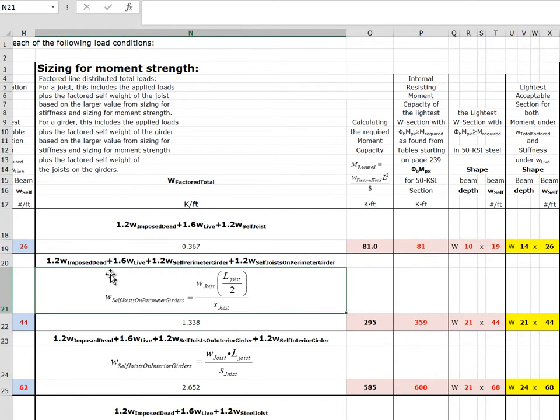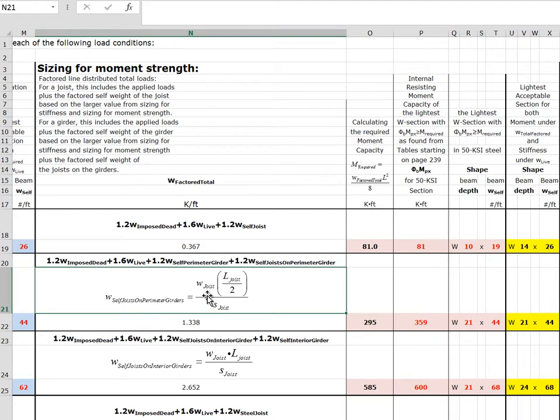So it's 1.2 times W self of the perimeter girder plus 1.2 W self of the joist on the perimeter girder. And what's tricky about this particular one is in the previous one, we did W self of the joist, and now we're doing W self of the perimeter girder. That's all very predictable. What's new here is we're adding W self of the joist on the perimeter girder. And the formula for this I've included here.